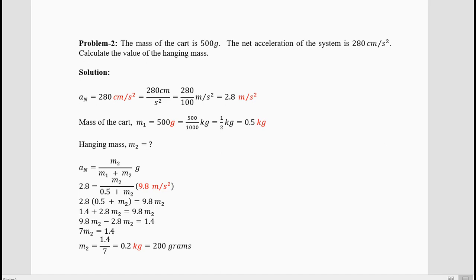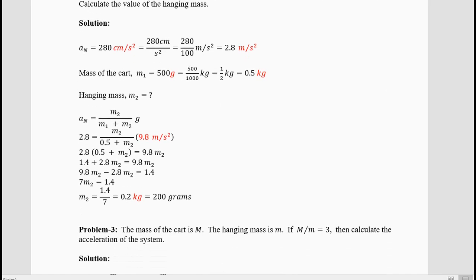Is 2.8 an acceptable number? Yes, it has to be less than 9.8. So 2.8 is less than 9.8, so the number given in the question is acceptable. Hanging mass m2 equal to how much? an equal to m2 divided by (m1 plus m2) into g. Now an is 2.8, m2 is m2, m1 is 0.5 plus m2.